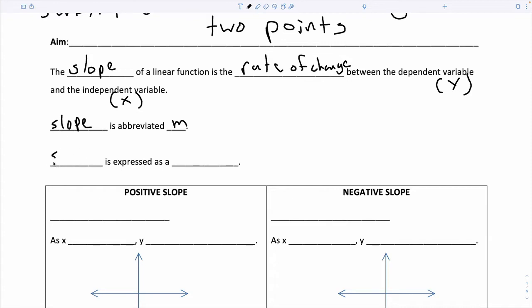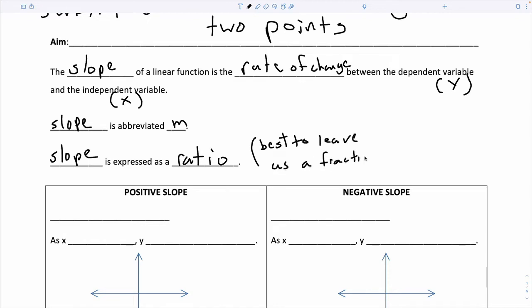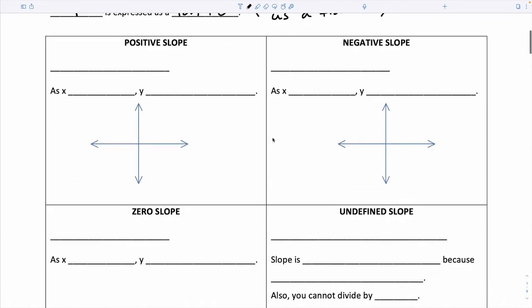Slope is always usually expressed as a ratio, which means it's best to probably leave as a fraction. We did. This is identical.